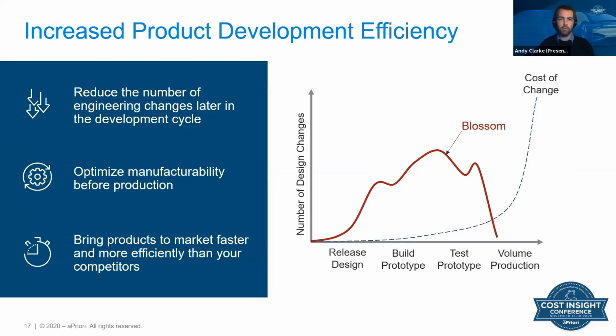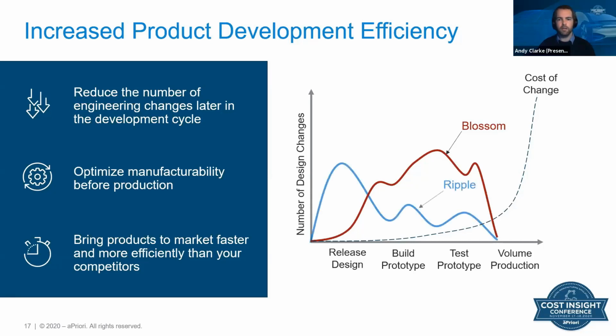traditionally, you wouldn't have had your whole design fleshed out. You build your prototype, see a few issues, test your prototype, more issues. You increase your number of engineering change orders and late stage design changes until you get to your volume production. And again, these costs increase over time.